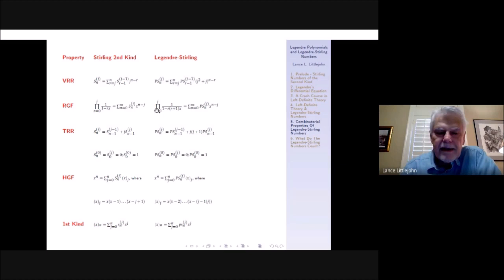Maybe you can already see it. I've known the rational generating function for the Stirling numbers of the second kind for probably over 40 years. You look at that rational generating function, and now look at the rational generating function for Legendre-Stirling. Just look at those denominators in the product. There you see an R. Here you see an R and an R plus one. What does that remind you of? The R's are the eigenvalues for Laguerre, which involves Stirling numbers of the second kind. R and R plus one, they're the eigenvalues for Legendre.